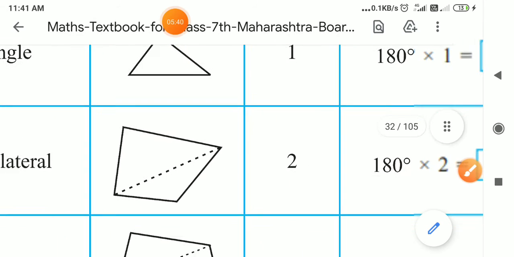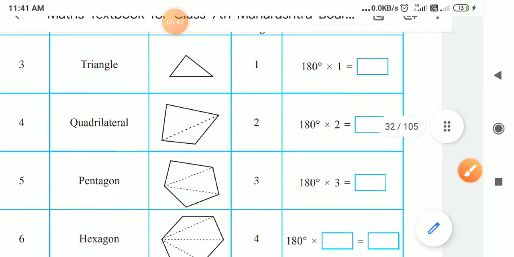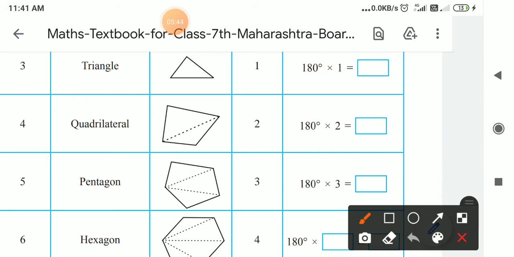It is any type of quadrilateral, no problem. It may be a rectangle, a square, a rhombus, or a trapezium. Any quadrilateral you take, its sum is equal to how much? 180 plus 180 means 360 degrees. And here what we got is 180 degrees. Okay, these two properties are clear for you. Then we will move towards the third.